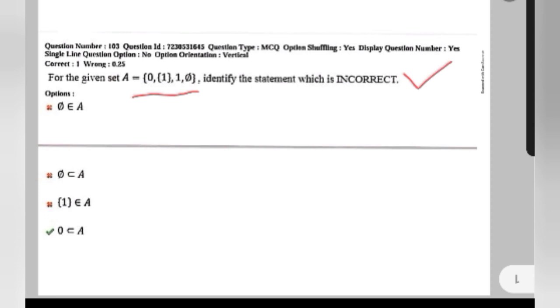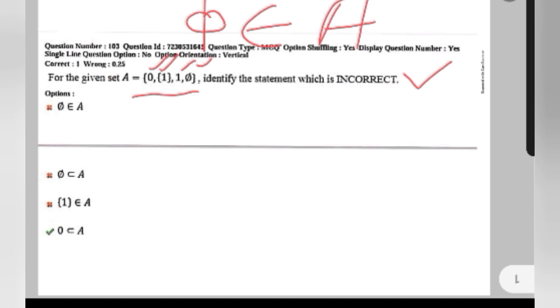The first option says that the empty set belongs to A. The set A contains the empty set, so the empty set is an element of A. Always, an element belongs to the set. They have given one set, and each element, 0, singleton 1 and the empty set, all belong to the set A. So the first option is correct.